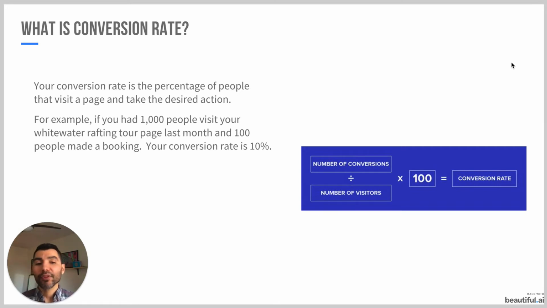I'll give you an example that uses this formula. Let's say that you had 1,000 people visit your whitewater rafting tour page, and then 100 people made a booking. That means your conversion rate is 10%. Let's plug those numbers in here. The number of conversions is 100, divided by the number of visitors, which is 1,000. Multiply that by 100, and that gives us the 10% conversion rate. So there you go. Now you know how to calculate that.